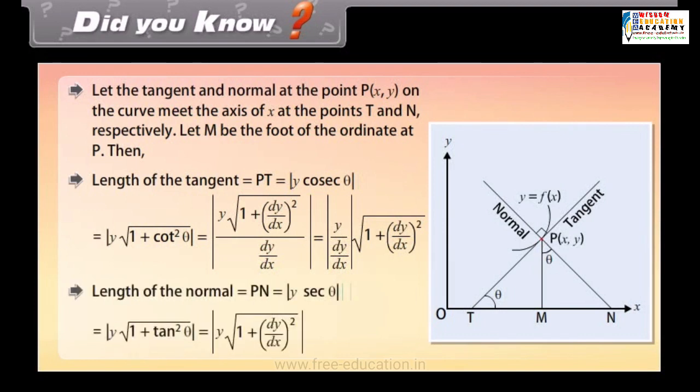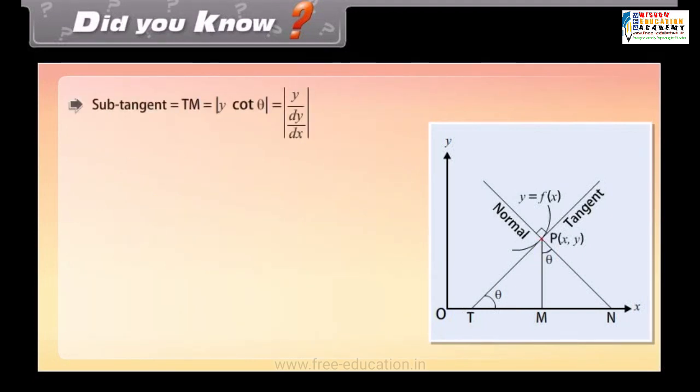Length of the normal is PN = |y sec θ| = |y| √(1 + tan² θ) = |y| √(1 + (dy/dx)²). Subtangent is TM = |y cot θ| = |y / (dy/dx)|. Subnormal is MN = |y tan θ| = |y dy/dx|.